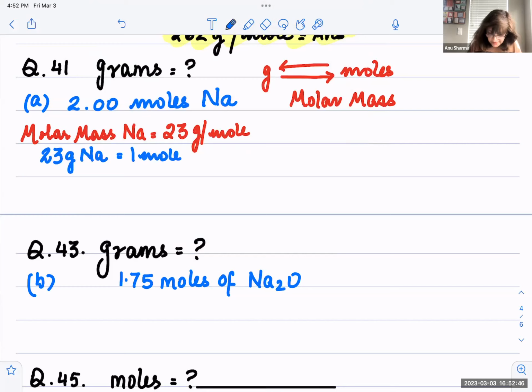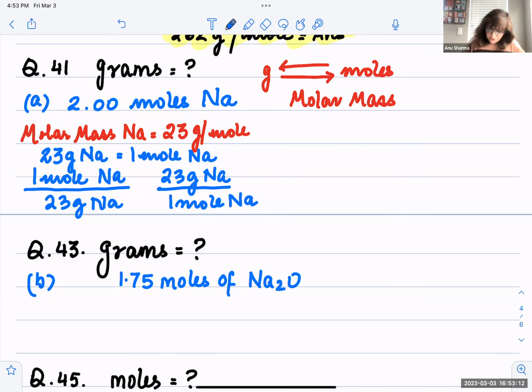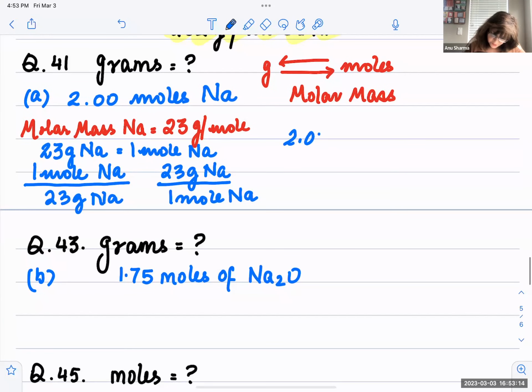And you can create the conversion factors using this. So 1 mole of sodium over 23 grams of sodium, and 23 grams of sodium over 1 mole of sodium. Okay, so now you have 2 moles of sodium. So 2.00 moles of sodium times.